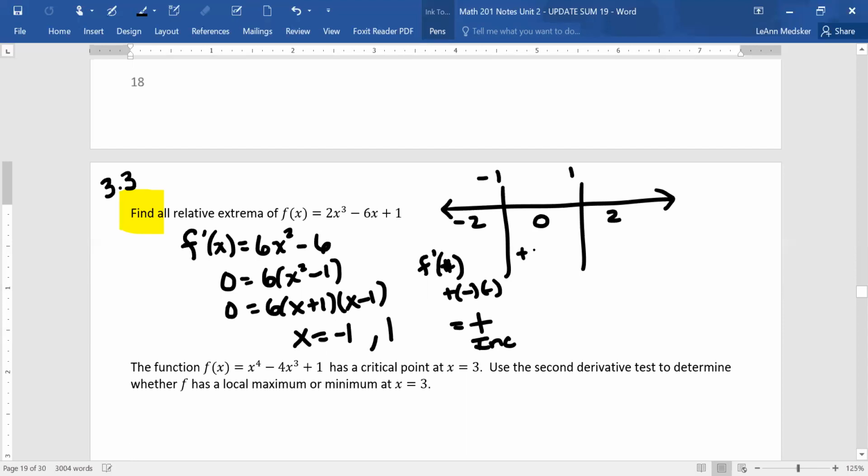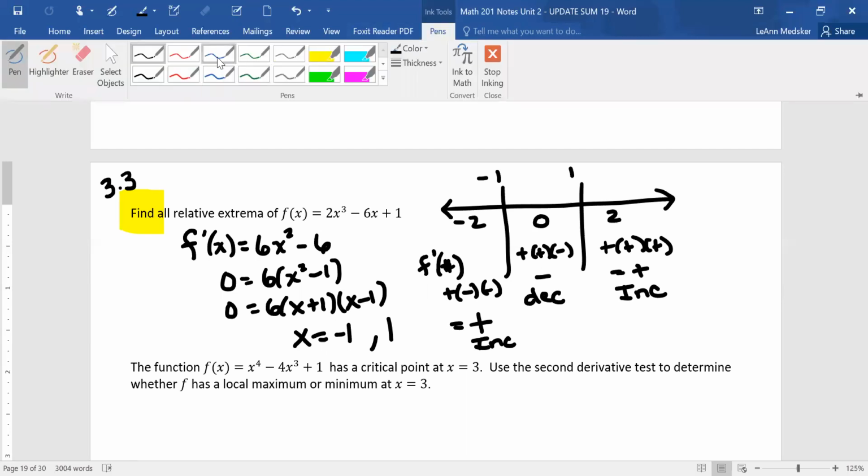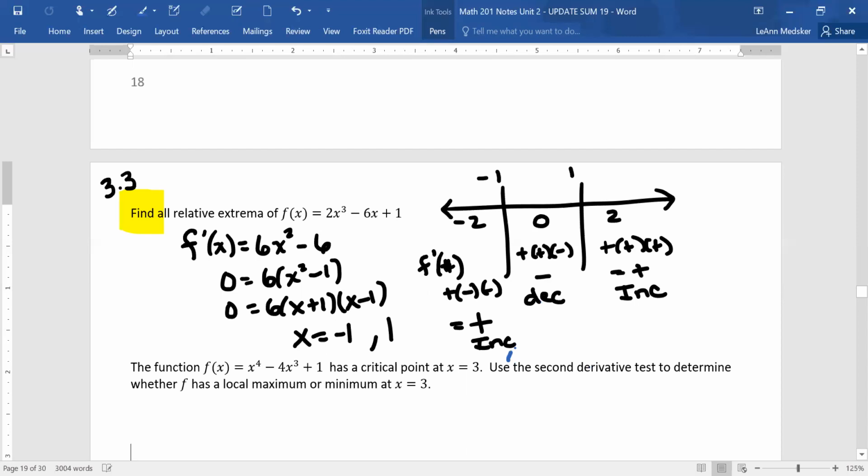If we plug in 0, we have a positive times a negative, which is a negative, which makes this region decreasing. And if we plug in 2, we get a positive times a positive times a positive, which means that overall region is positive, which means we are increasing. Now, to consider whether these are relative max or mins, we have to look at the pattern. So we're increasing, then decreasing. That means that there's a max at negative 1, and decreasing to increasing means that there is a min at positive 1. So we know we have a relative max at negative 1 comma something, and we know we have a relative min at 1 comma something.